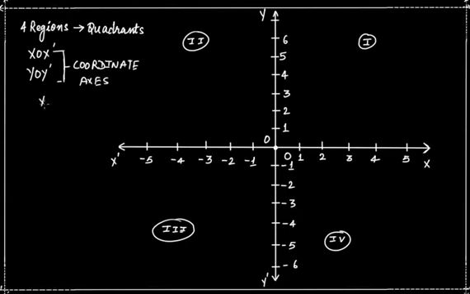X axis and y axis. So coordinate axis. So we have four regions due to these two coordinate axes.